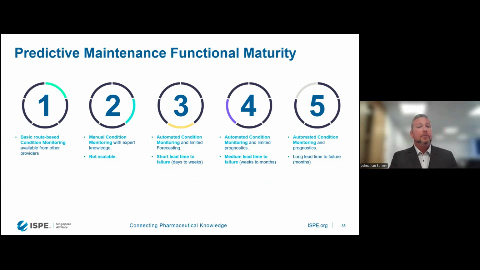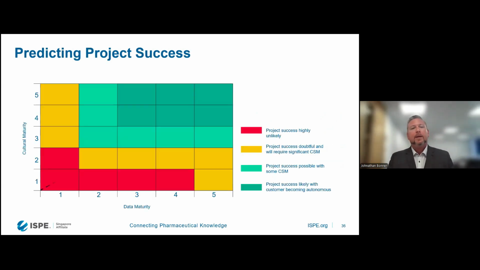Basic group-based condition monitoring through to automated condition monitoring, which is where we would really start at. And then full prognostic capabilities being a 5. But using this ranking, we can predict a project success using these elements. So how likely are you to succeed based off of a very high level understanding of your data availability and your cultural availability? But if you find yourself on the lower end of the scale, don't worry.